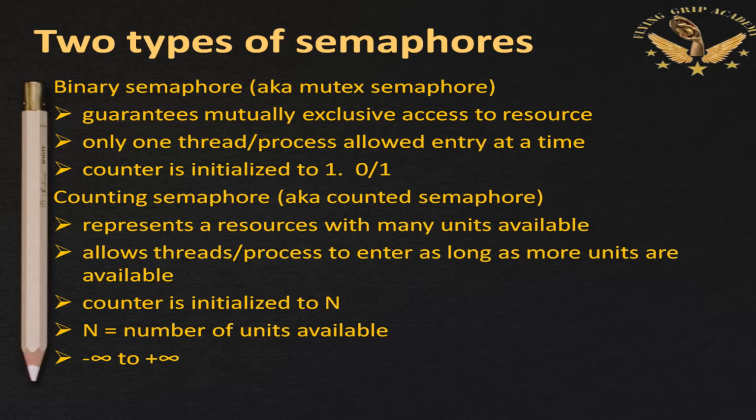Counting semaphore. It represents a resource with many units available. It allows threads or processes to enter as long as more units are available. The counter is initialized to n, where n is equal to the number of units available. So its range is minus infinity to plus infinity.